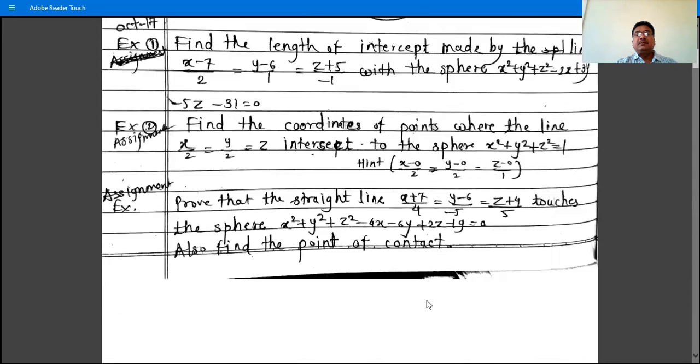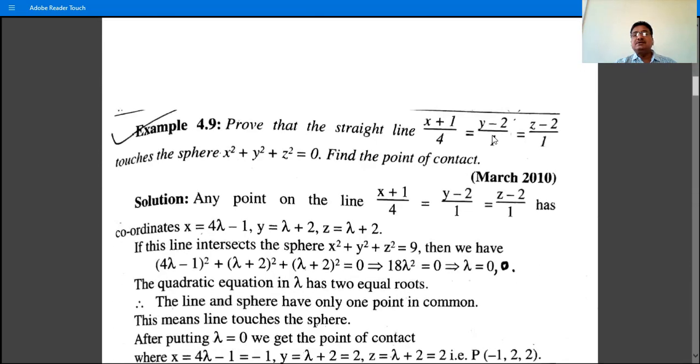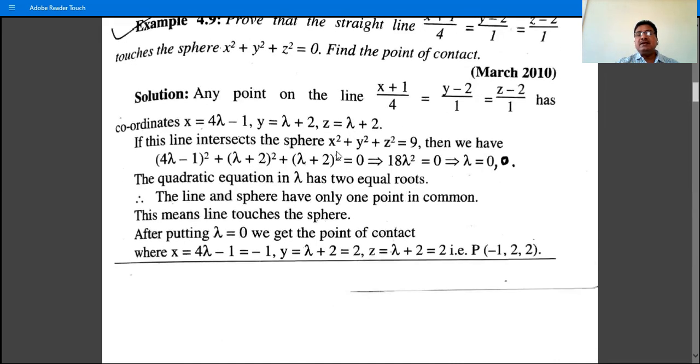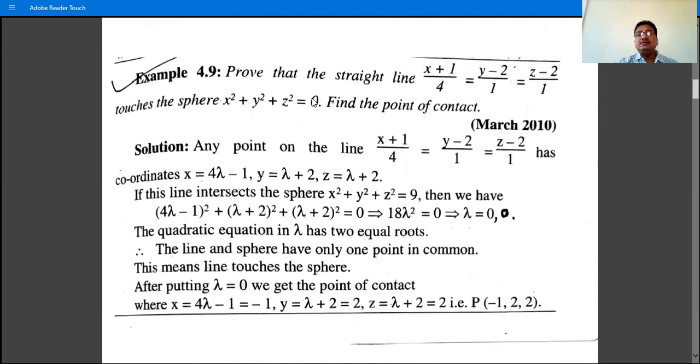Another problem of this type: prove that the straight line touches the sphere x square plus y square plus z square is equal to 9. That is, we have to show this line is tangent to the sphere, and also find the point of contact. So the procedure is, let the equation of the line be equal to, say, r or lambda. Then find the values of x, y and z. These are the values of x, y and z. If this line intersects the sphere x square plus y square plus z square is equal to 9, it is not 0, it is 9.